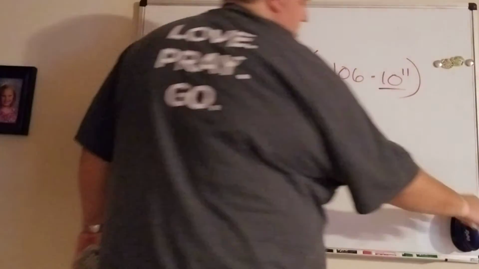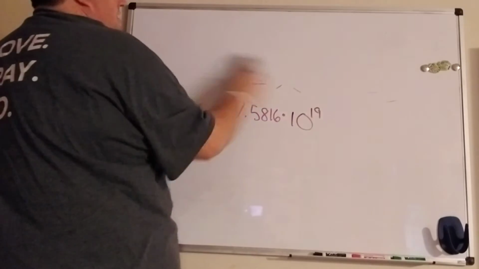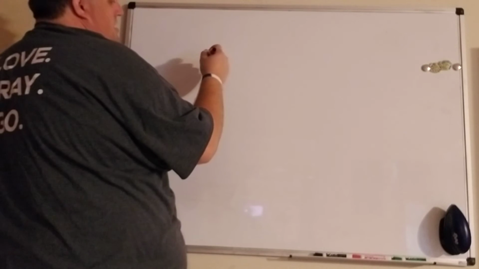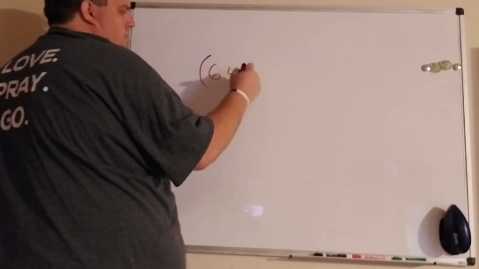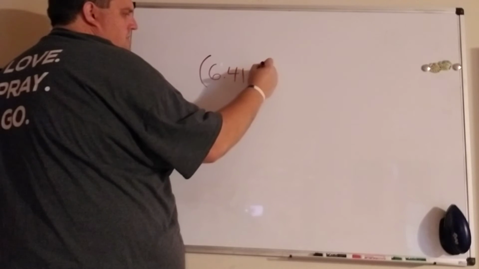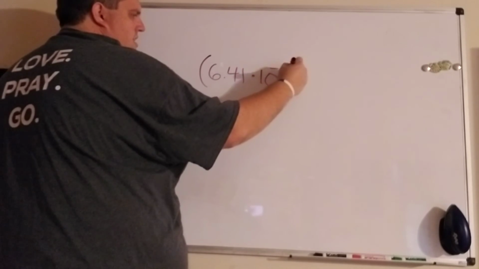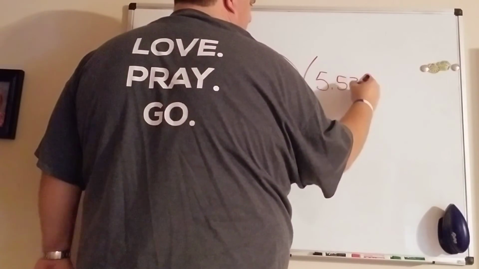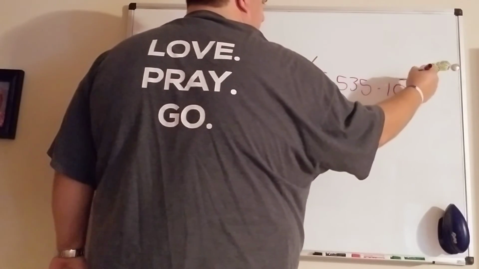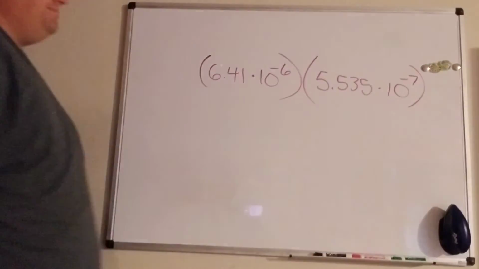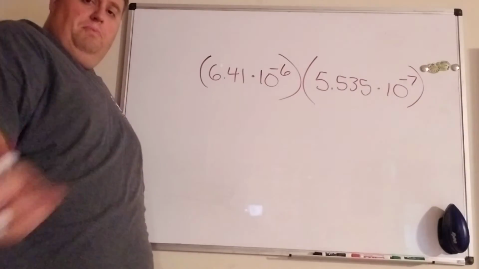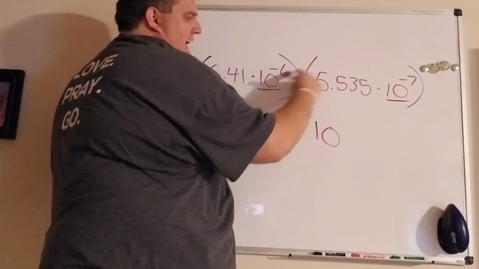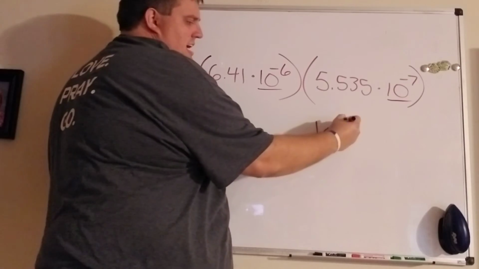Now let's do one where you gotta fix it. So how about we do 6.41 times 10 to the negative 6th. And we'll multiply that by 5.535 times 10 to the negative 7th. All right, multiplication rule. We have our tens, they have the same base. We keep the base. We add the exponents. Negative 6 plus negative 7 is negative 13.